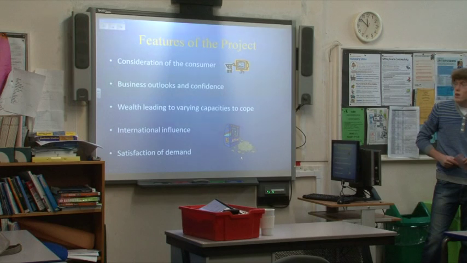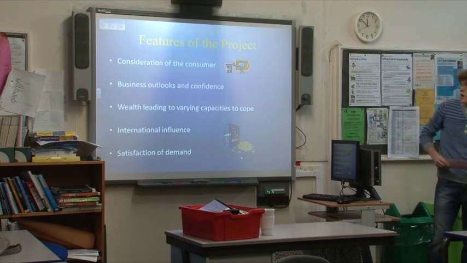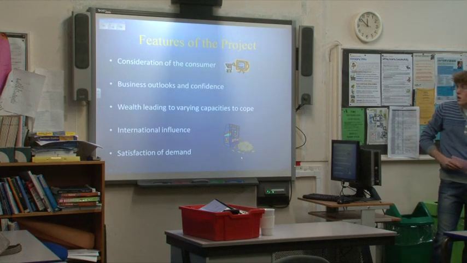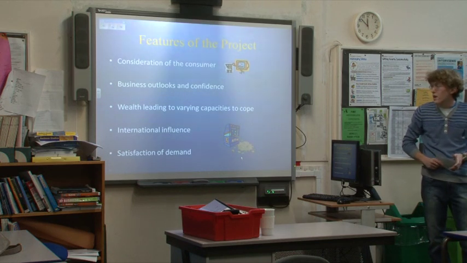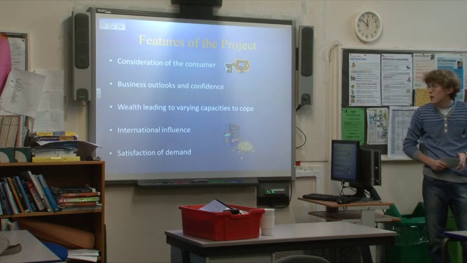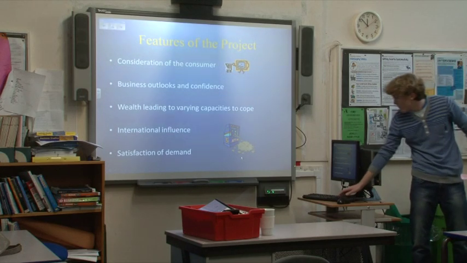Features of the product: it was important to consider the consumer as well as businesses, since they both have outlooks and confidence which may motivate them to make decisions in the economy. To consider different wealth in countries, so this might lead to different capacities to cope with certain events. International influence, for example, England and the USA may have trade links that are consistent, and these might be affected by certain weather events. And also, the weather may affect satisfaction of demand to a certain extent, so I would consider that as well.